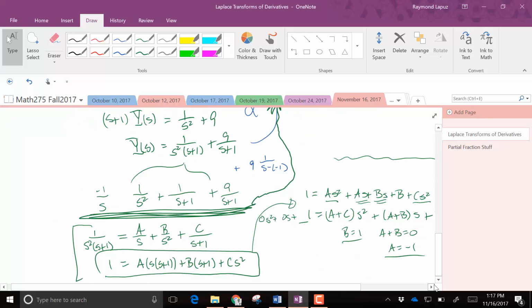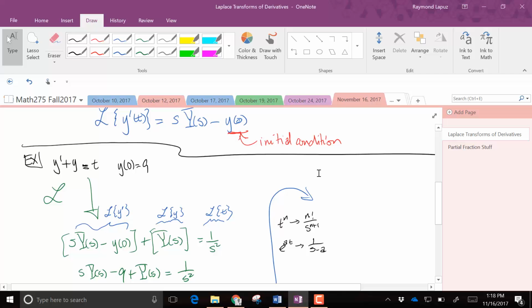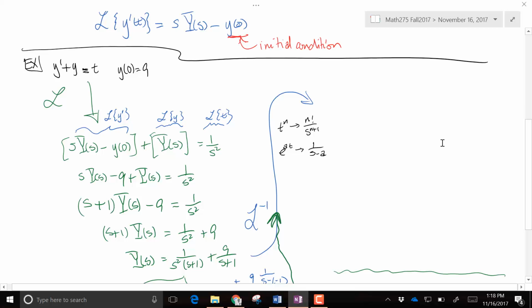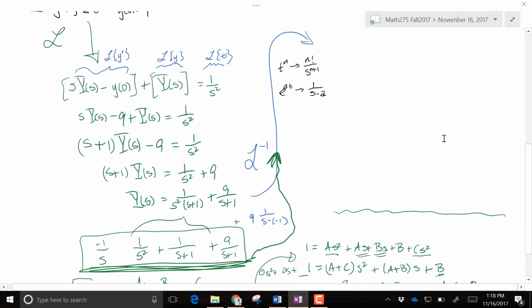We got this partial fraction set up, and we found A, B, and C, and now we have our right-hand side. Actually, let me rewrite that over here. So still in the Laplace world, we have Y of s is equal to -1 over s plus 1 over s squared, and then I'll combine the two here, plus 10 over s plus 1.